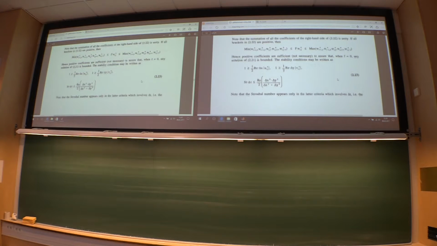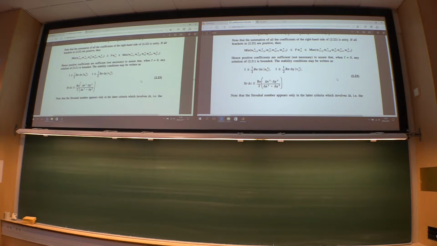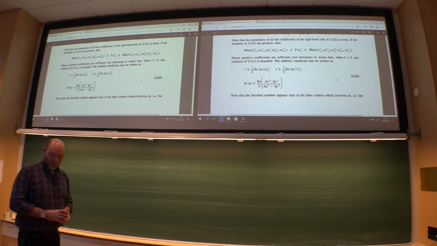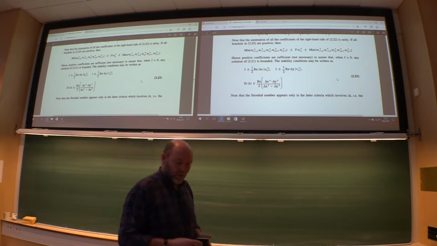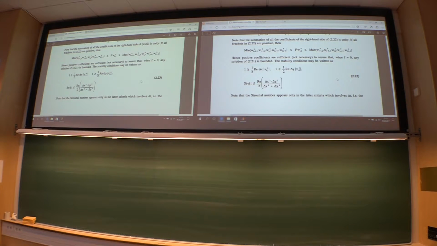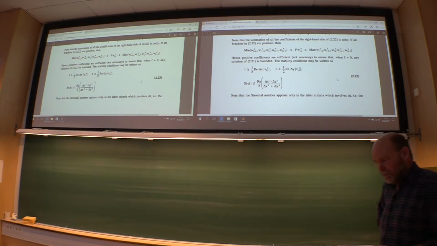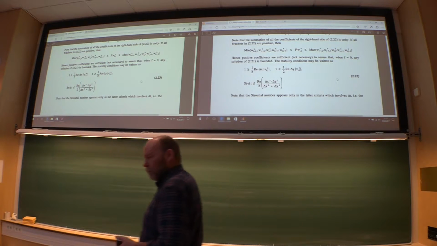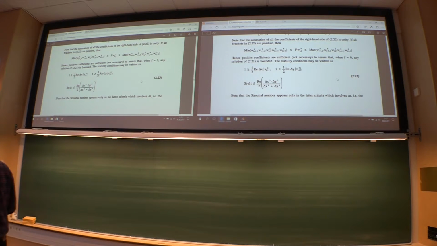So, rewriting them now and demanding all these coefficients must be positive, we get these criteria, which then are a little bit strange. The last one we sort of can understand. That includes a delta t. The first two don't include delta t at all. So where do they come from?